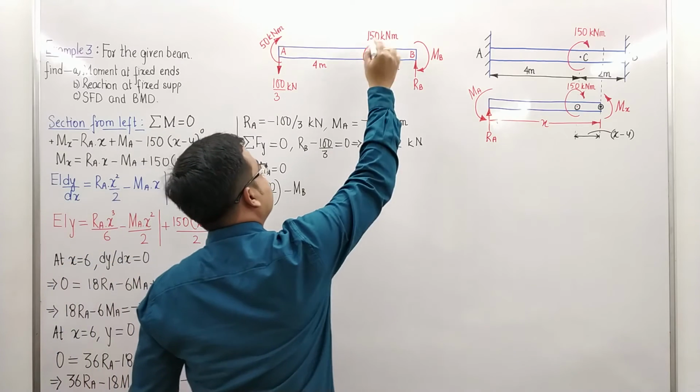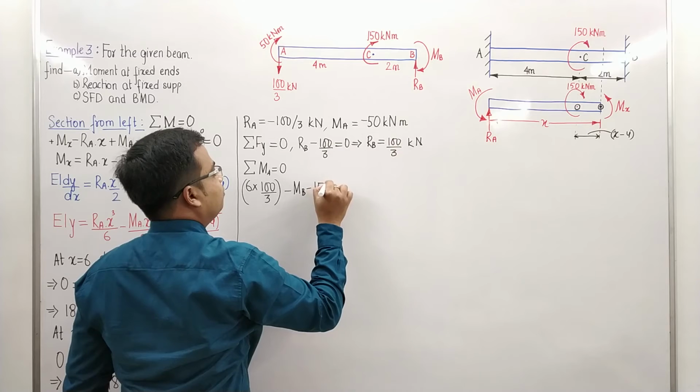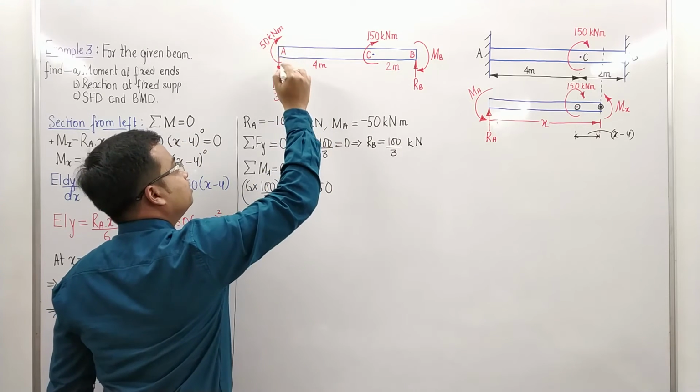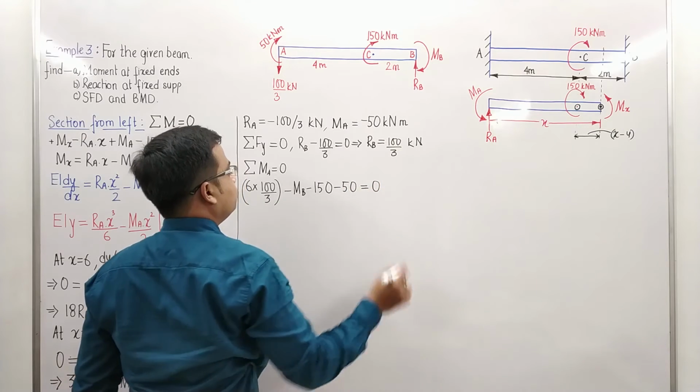Anything else? What about this moment at C? That is clockwise. Minus 150. What about this moment 50? This is clockwise. Minus 50. All of this is going to be equal to 0. You just need to solve this equation.